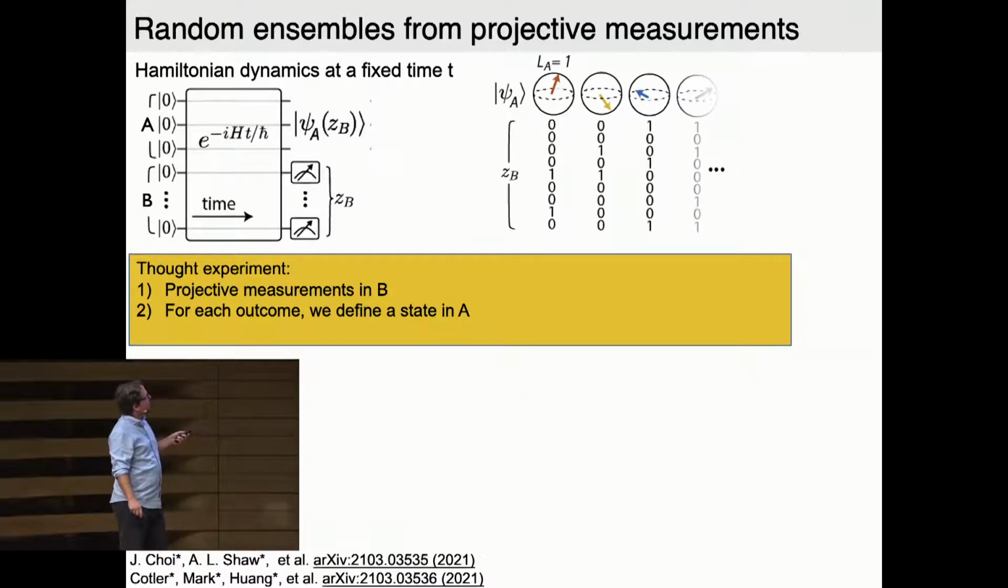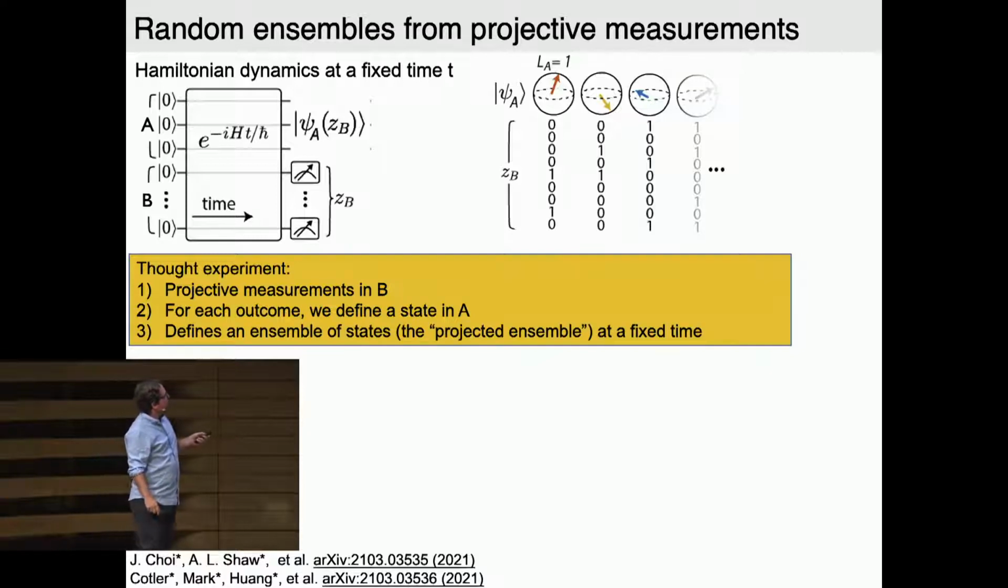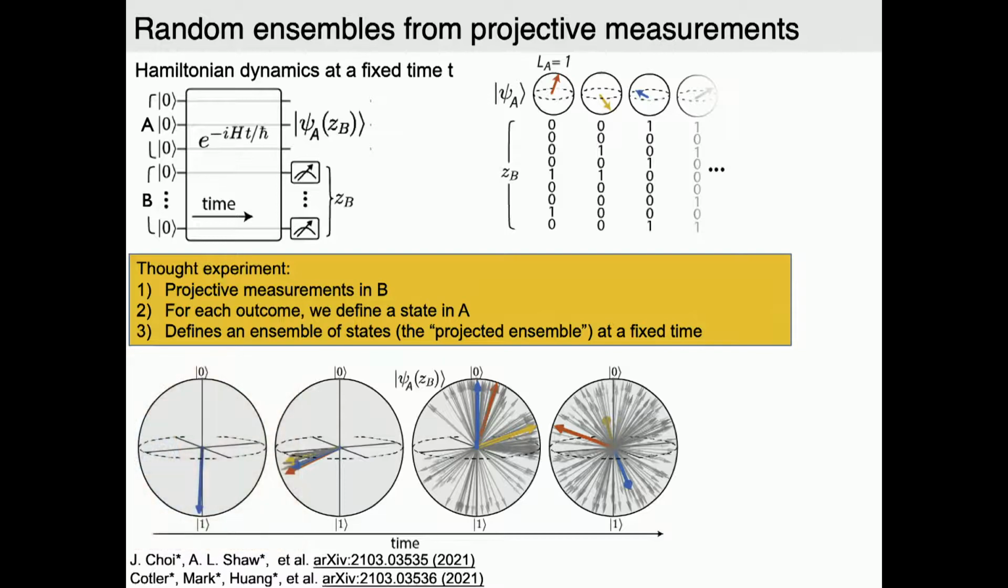So for each measurement outcome in B, I get a new pure state in A, and if your subsystem is only a single qubit, it will point differently on the Bloch sphere depending on what outcome you have. You can now look at this ensemble of states. We call it a projected ensemble at a fixed time, and I can watch it as a function of time. So for fixed time, I have a bunch of these states, and you can see that it starts somewhat aligned and then quickly becomes completely randomized. Okay? And you can show formally and to a certain degree also numerically that this actually is truly random, so there's no restriction on these phases anymore.